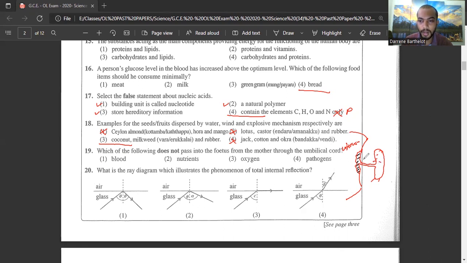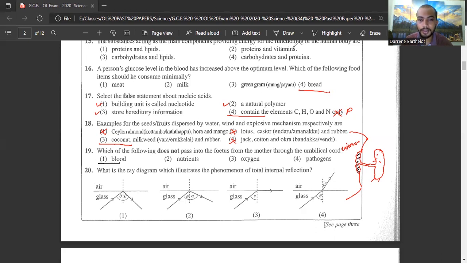But blood doesn't pass through this umbilical cord. Why? Because the mother's blood does not move through the placenta. So if the mother's blood doesn't move through the placenta, it will not move through the umbilical cord also. So the answer should be answer number 1, blood.